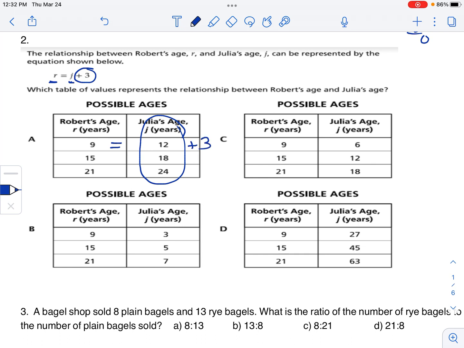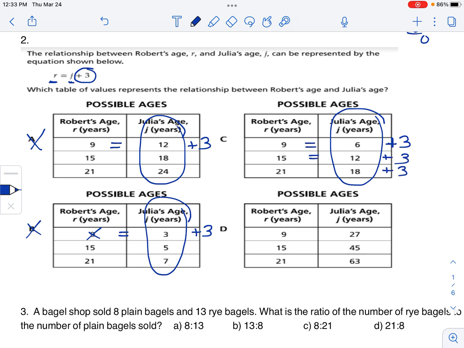And I can see right away 12 plus 3 does not equal 9, so option A is not appropriate. Let's look at the second one. We're going to add 3 to Julia's age. So 3 plus 3 should give us 6, not 9. So we know option B is not appropriate. Let's go to option C. We're going to add 3 to Julia's age. Well, 6 plus 3 does equal 9, 12 plus 3 does equal 15, and 18 plus 3 does equal 21. So it is option C.